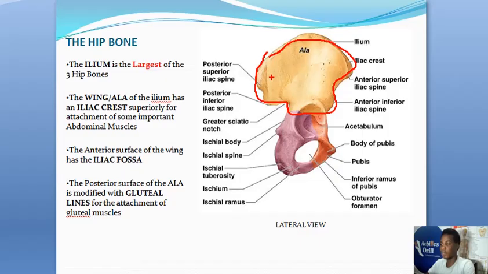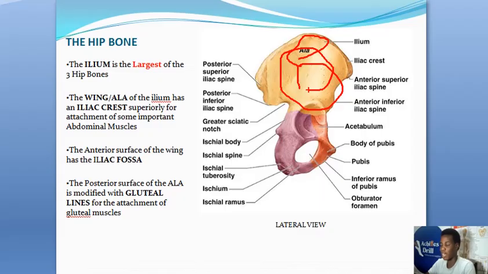Okay, so starting first with these very prominent and well defined parts, that's the ala, otherwise called the wing, or the ala of the ilium. A number of muscles, together with ligaments, attach to that region. So we'll talk about those. Understand that the ala, otherwise called the wing, has this defined iliac crest right there.